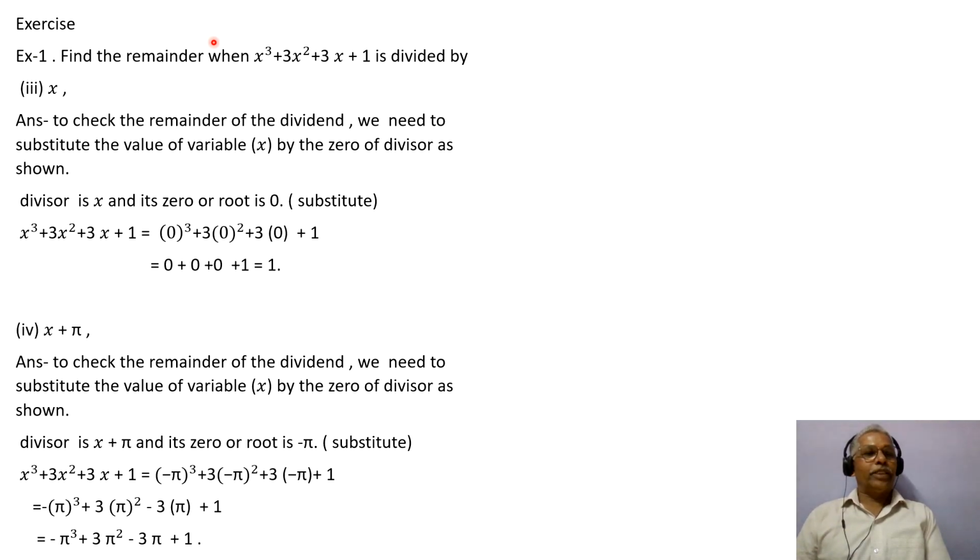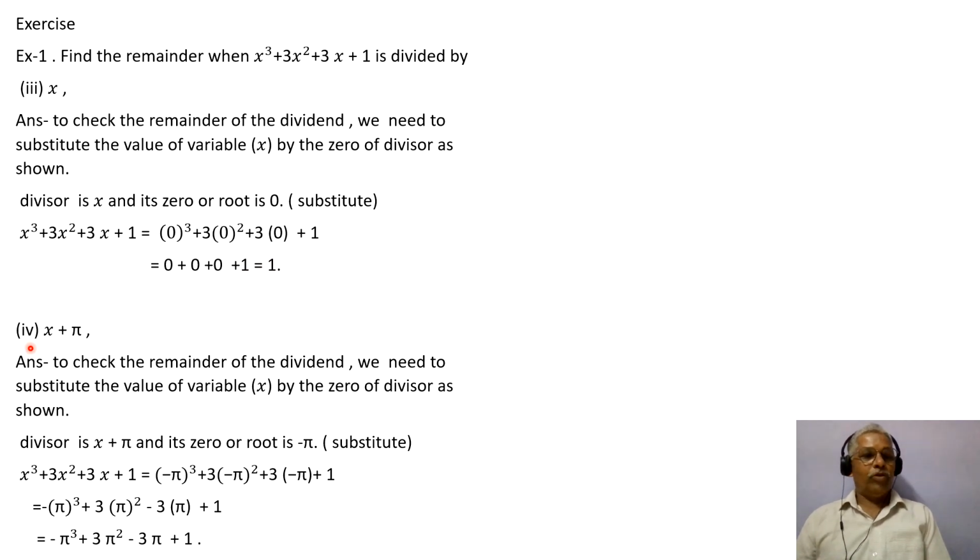Now, the exercise continues. Third one, the polynomial is the same, the divisor is x. So we will directly go to the answer. To check the remainder of the dividend, we need to substitute the value of variable x in this by the zero of the divisor, and the divisor is x, so its zero is 0. Substituting 0 in this, 0 cube plus 3 into 0 square plus 3 into 0 plus 1. All these are zeros and plus 1, the value is 1.